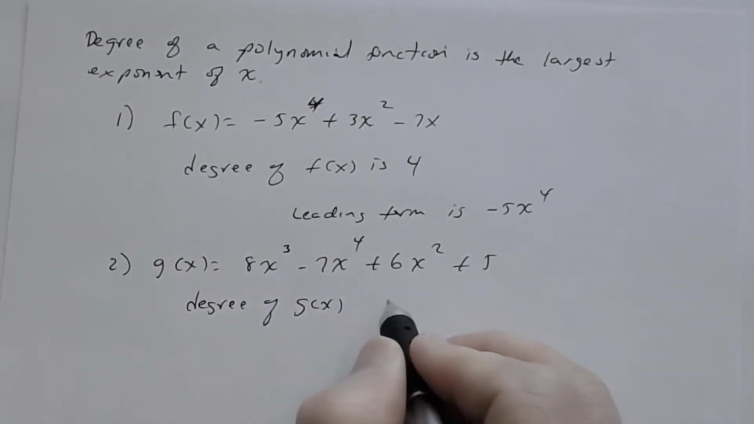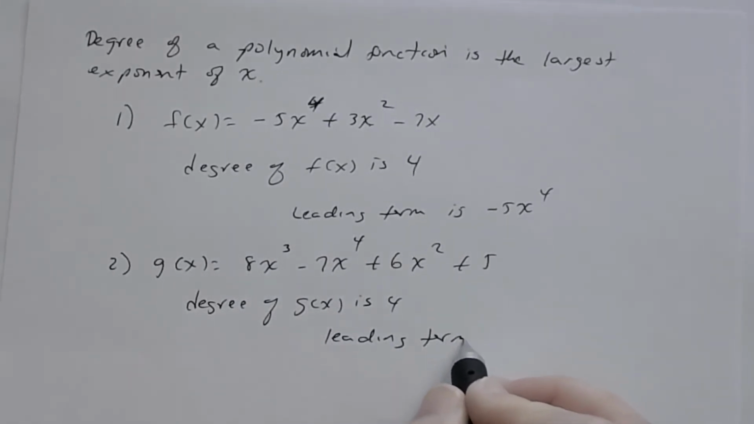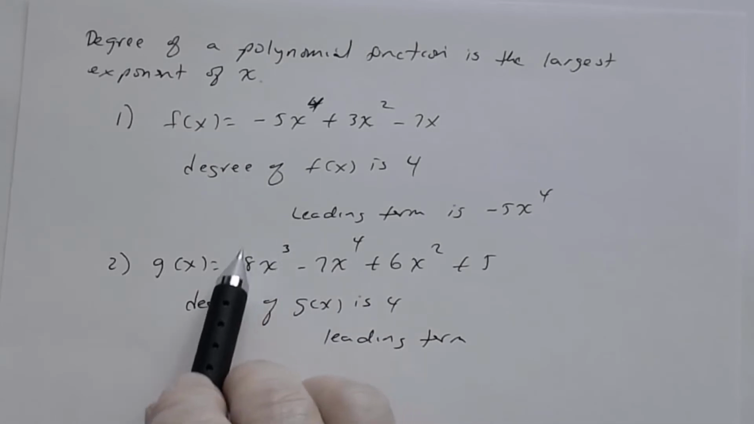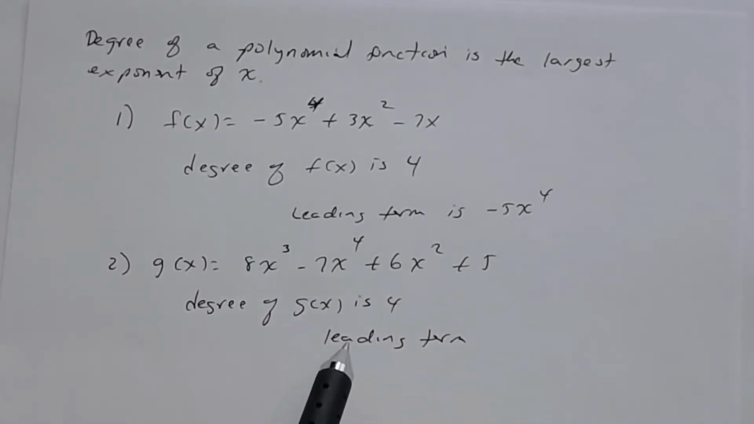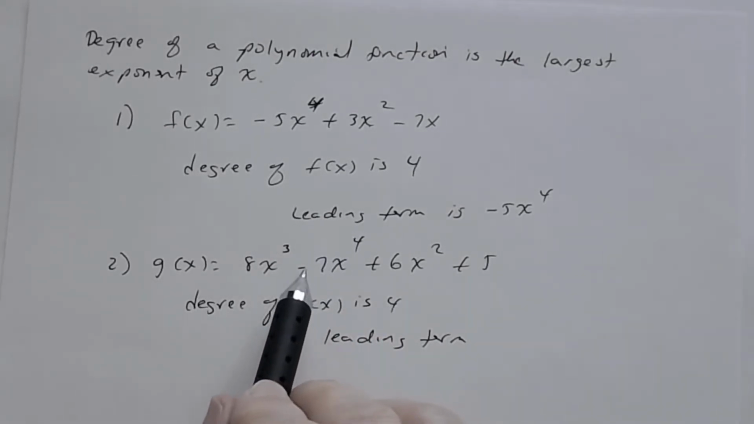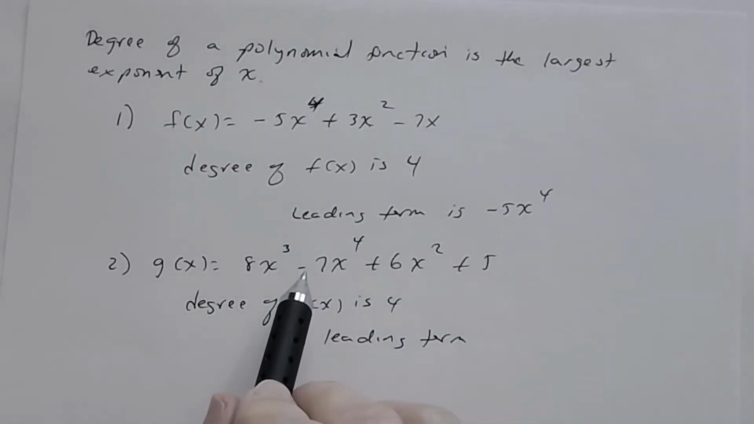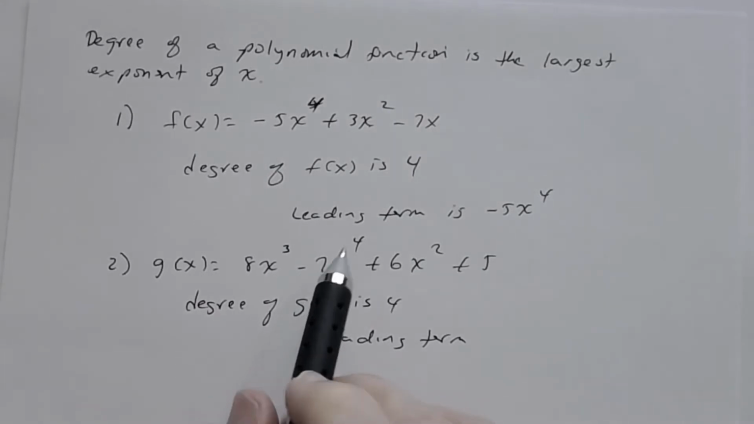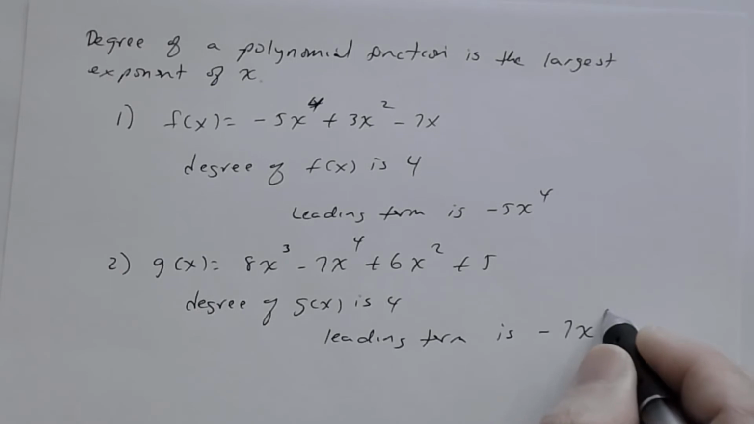Okay, now before we go on, let's remind ourselves what the leading term is. So the leading term, remember, is not necessarily the first term you see. The leading term is a term that has the largest exponent. So that's this. Now be careful. You must include the sign. So don't say the leading term is 7x to the 4th. The leading term is negative 7x to the 4th. So that's important.